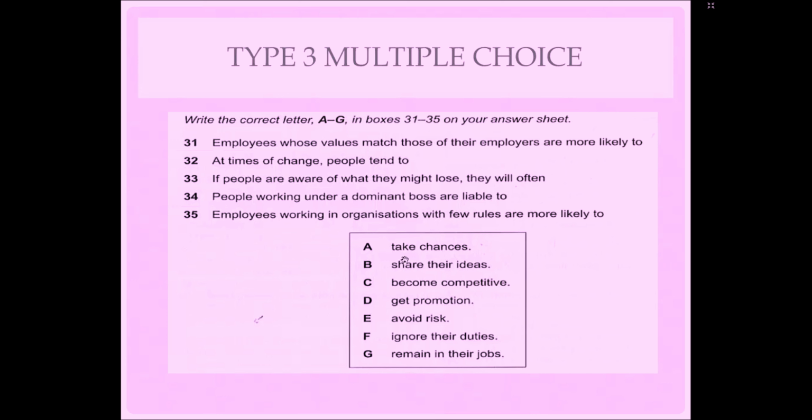Okay? And because like A is take chances, share their ideas. So when they talk about number 31, like number 31 says, employees whose values match those of their employers are more likely to. Right? So you have to listen for them to say the keyword language in this question. Employees whose values match those of their employers are more likely to. Which one of these things in the box are they connected to?